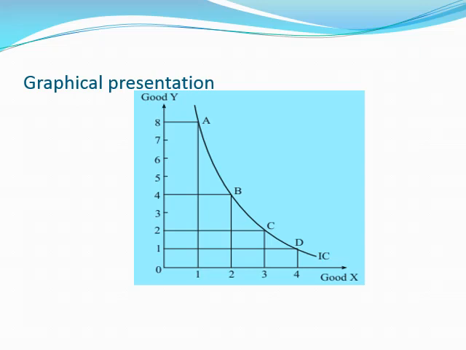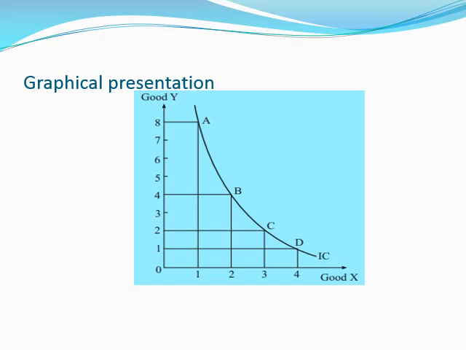The nature of this curve is convex to the origin and is sloping down. It's called the indifference curve. The indifference curve contains various combinations of product Y and product X.